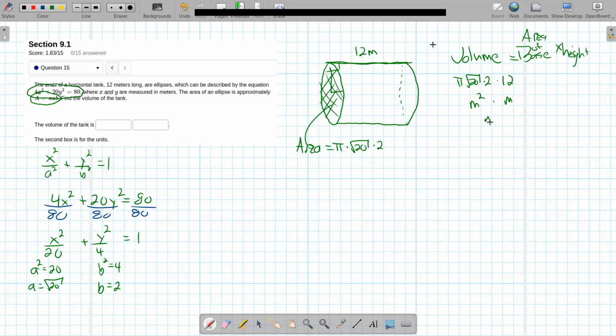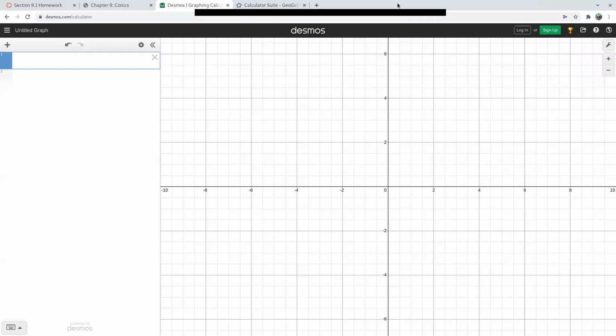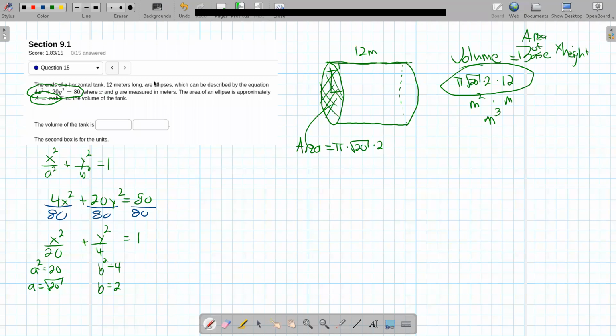So altogether I get meters cubed, whatever that number right there is, which we can just whip out on a calculator. Let's try that. So we had pi times the square root of 20 times 2 times that 12. So let's go to 2 decimal places for the heck of it. So 337.19. So this right here is approximately 337.19 meters cubed.